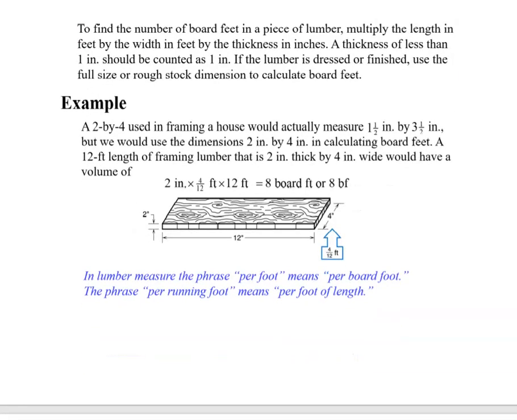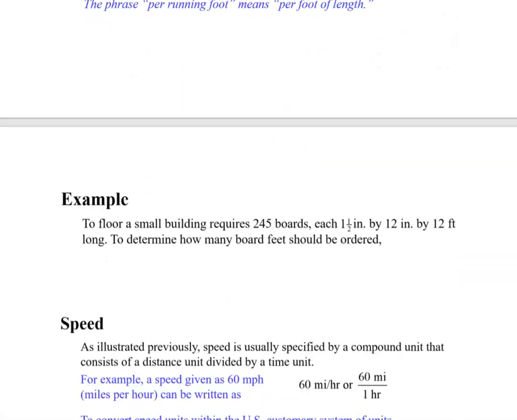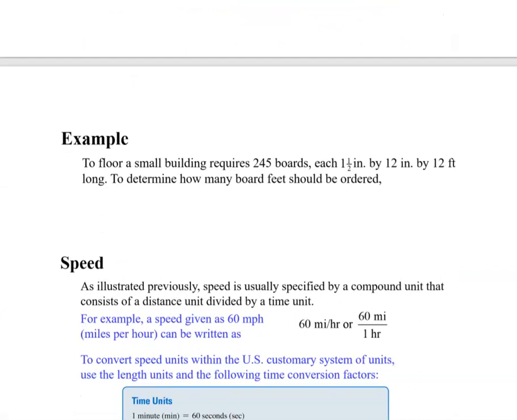So you can see that they've taken their 2 inches here and multiplied it by 12 and then multiplied it by 4 to get 8 board feet or 8 BF. To floor a small building requires 245 boards, each 1.5 inch by 12 inch by 12 foot long. To determine how many board feet should be ordered, well, let's figure out what 1 board foot is. So we would do 1.5.